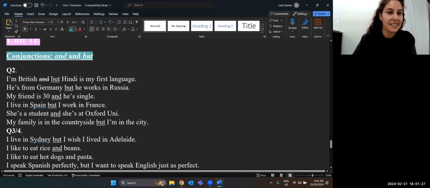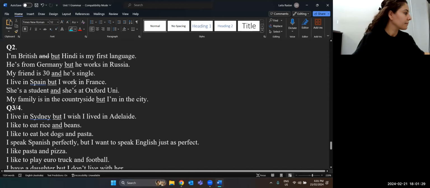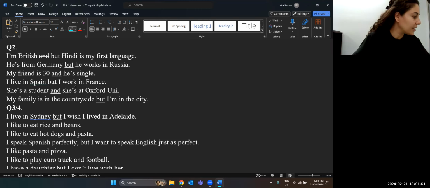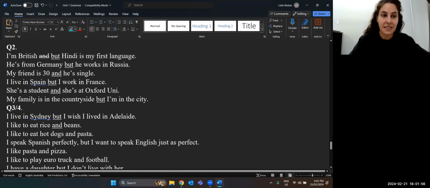So if we look at these examples, in our textbook it had, I live in Spain, but I'm from Argentina. I'm 21 and my sister is 22. The next sentence says, I'm British. Hindi is my first language. Now that's 2 different sentences. I'm British, full stop. Hindi is my first language. But we can use 'but' here.